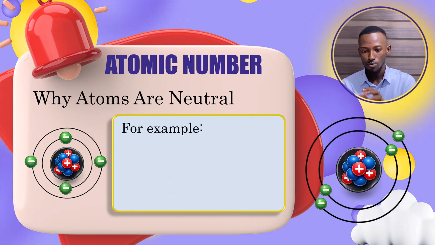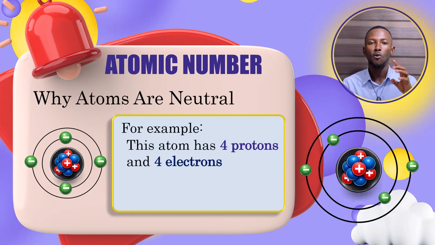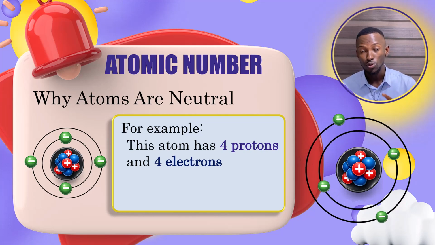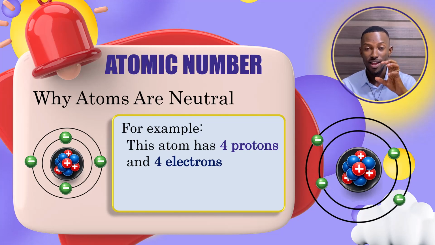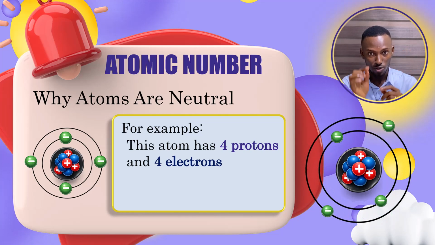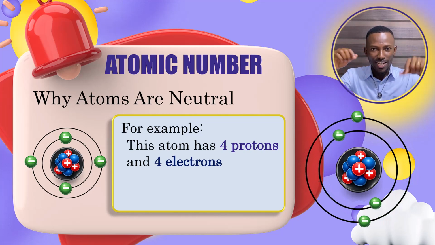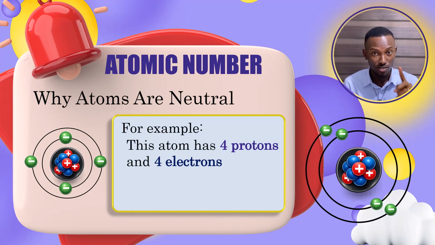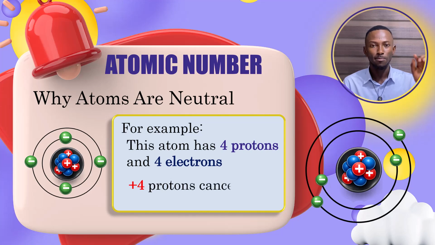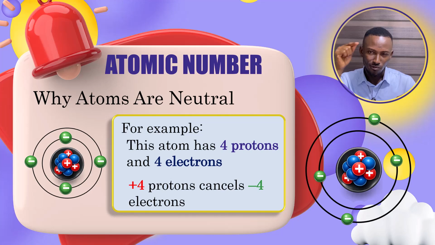So for example, if you look at the model we have on the screen, that stands for beryllium. This atom has 4 protons and 4 electrons. If you check the protons, which are the red spheres with positive signs, we have 4 of them in the nucleus. And then if you check the electrons that are found on the shell, we have 4 of them, 4 greens, negative. So what that means is that the positive 4 protons will cancel out the negative 4 electrons.